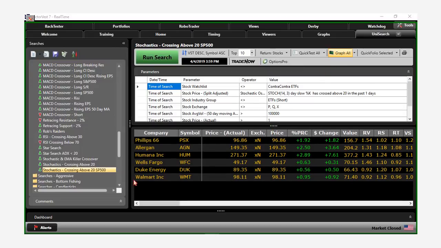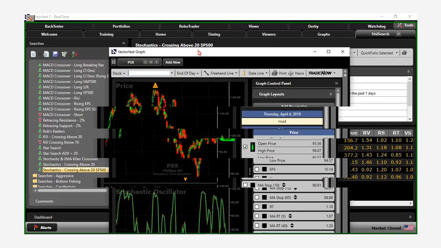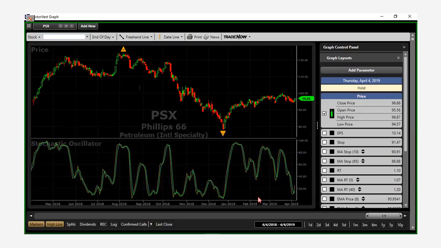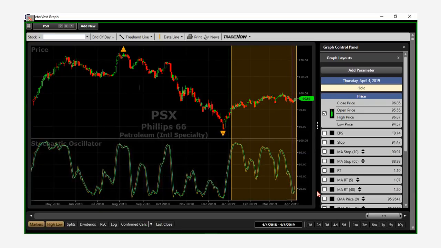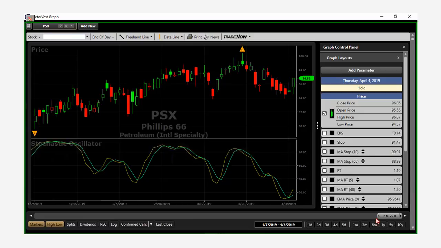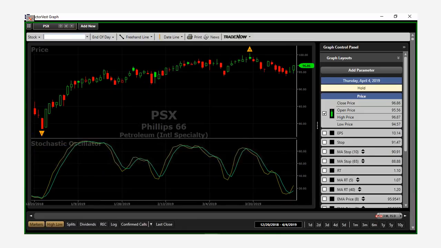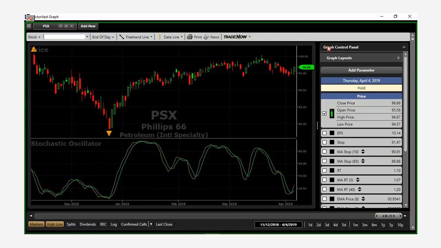So let's chart them. Let's graph them. PSX, Philips, Allergen, Humana, Wells Fargo, Duke Energy, Walmart, all stocks that we're familiar with, right? So let me graph them, and look at that. Let me just zoom in here. Stochastics crossing over, and oh man, look at this, perfect too.